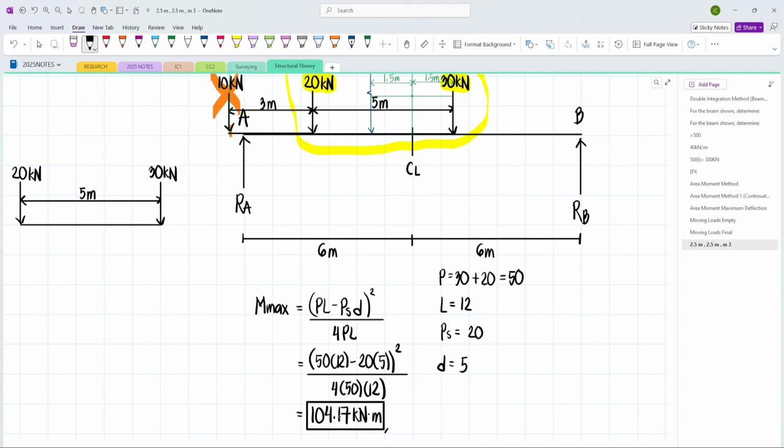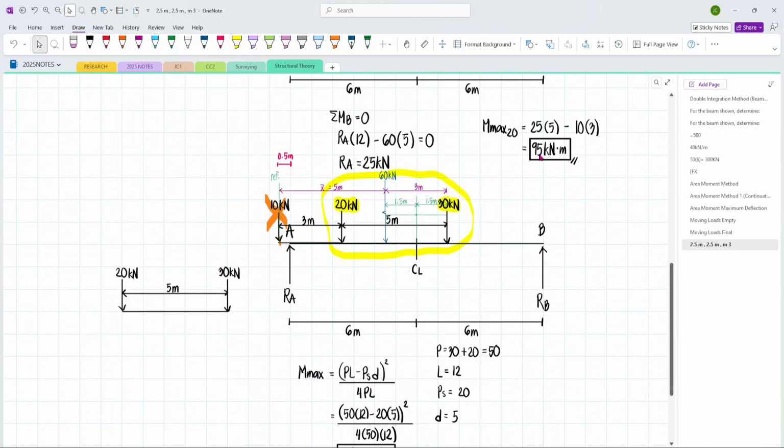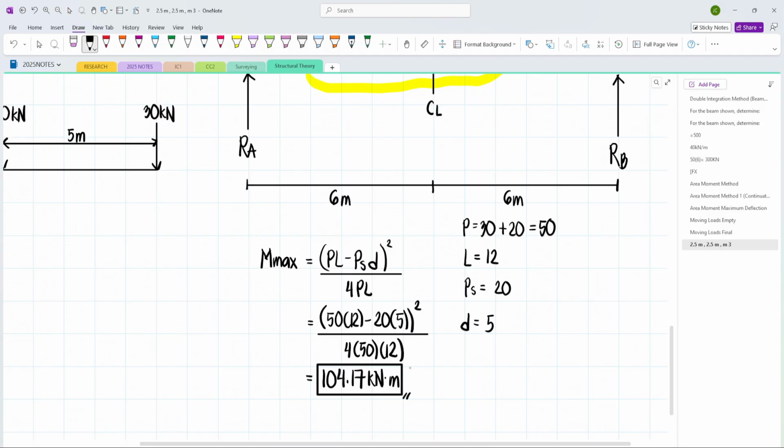So, sa lahat ng moments na nakalculate natin, 61.25, 95, and ito, 104.17, ito yung pinakamalaki. So, this will govern. This is our answer for the maximum moment.